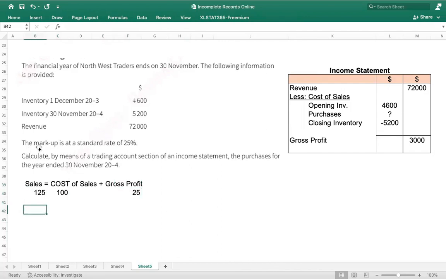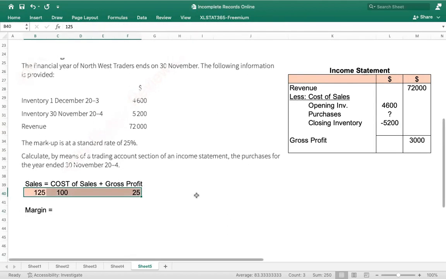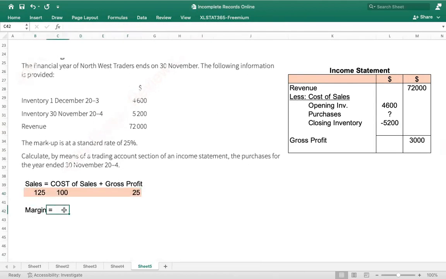Now can you convert this markup into margin using this data? For now you forget this data. We will use this data and can we find out margin? So yeah, because we have the gross profit, right? No. I am asking using this data. Using this data, can we find out margin now? Yeah. Markup is given. Now I want to find margin.